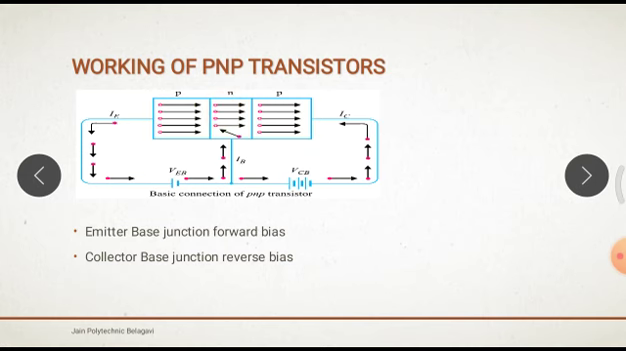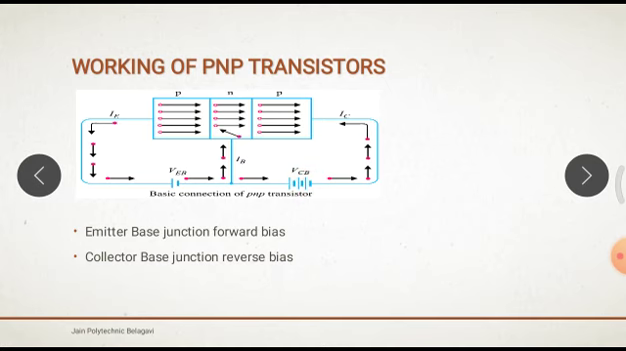See here also, the emitter base junction should be forward biased and the collector base junction should be reverse biased. To forward bias this junction, we connect P type to the positive of the battery and N type to the negative of the battery. Here the collector base junction should be reverse biased, meaning P type should be connected to the negative and N type to the positive.